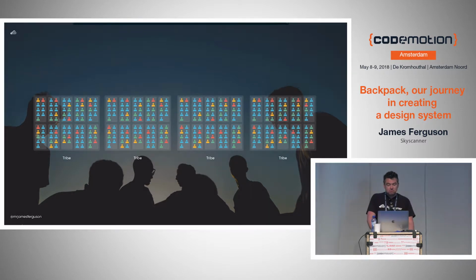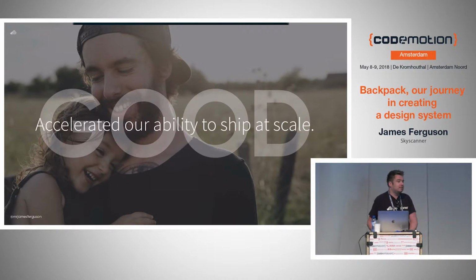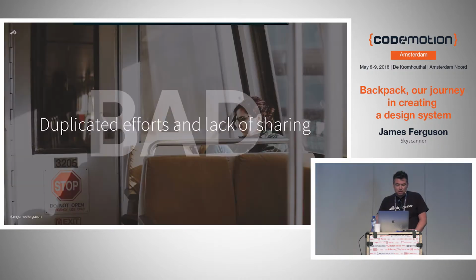So at this point, it really accelerated our ability to ship at scale. Prior to this, we were releasing every 6 weeks. Releasing was a huge event for Skyscanner. We named every single release with funny names, and it was a big thing. Now, we're releasing multiple times a day at our own heartbeat. The bad: this meant that we essentially started to duplicate a lot of our efforts, and sharing between teams became really difficult.